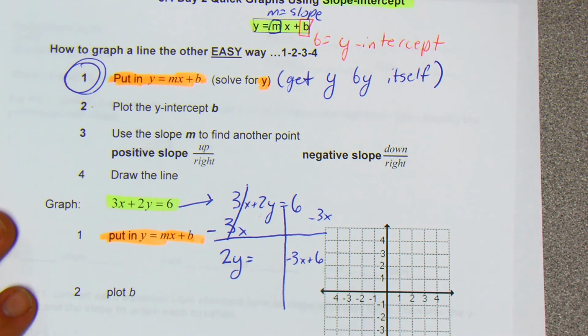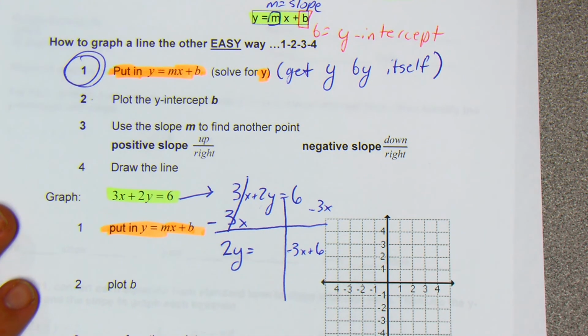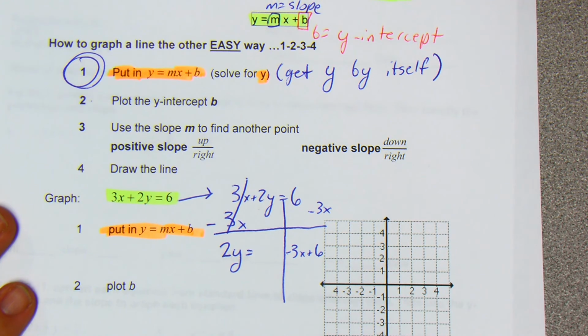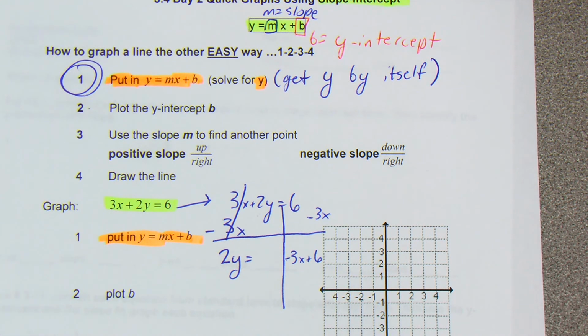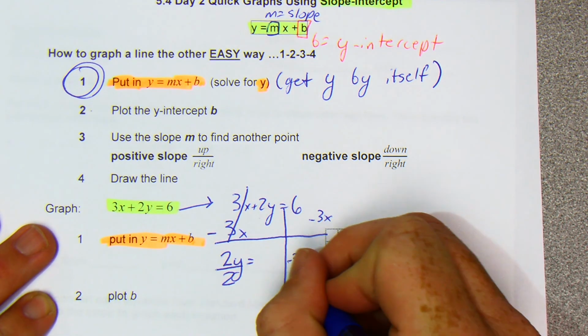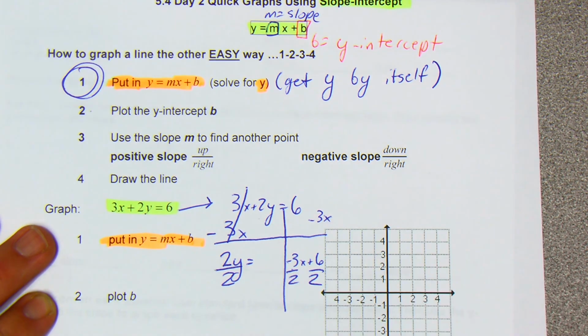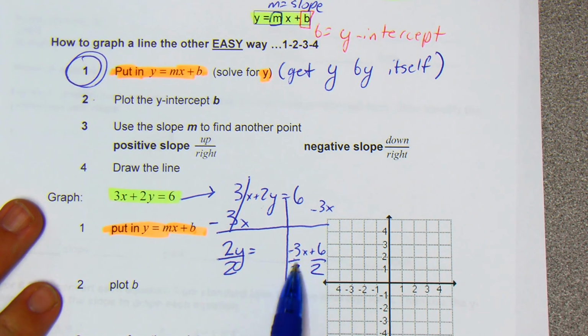But I'm not done yet, because this 2 is still attached to my y. My y is not by itself, so I need to figure out how to move that 2. Anytime a number is attached to a variable, it's multiplying the variable. To move it, I need to do the opposite, and the opposite of multiplication is division. So I'm going to divide both sides by 2. Make sure when we're doing this, we divide everything by 2. That means I'm dividing this negative 3x by 2, and I'm dividing this 6 by 2.